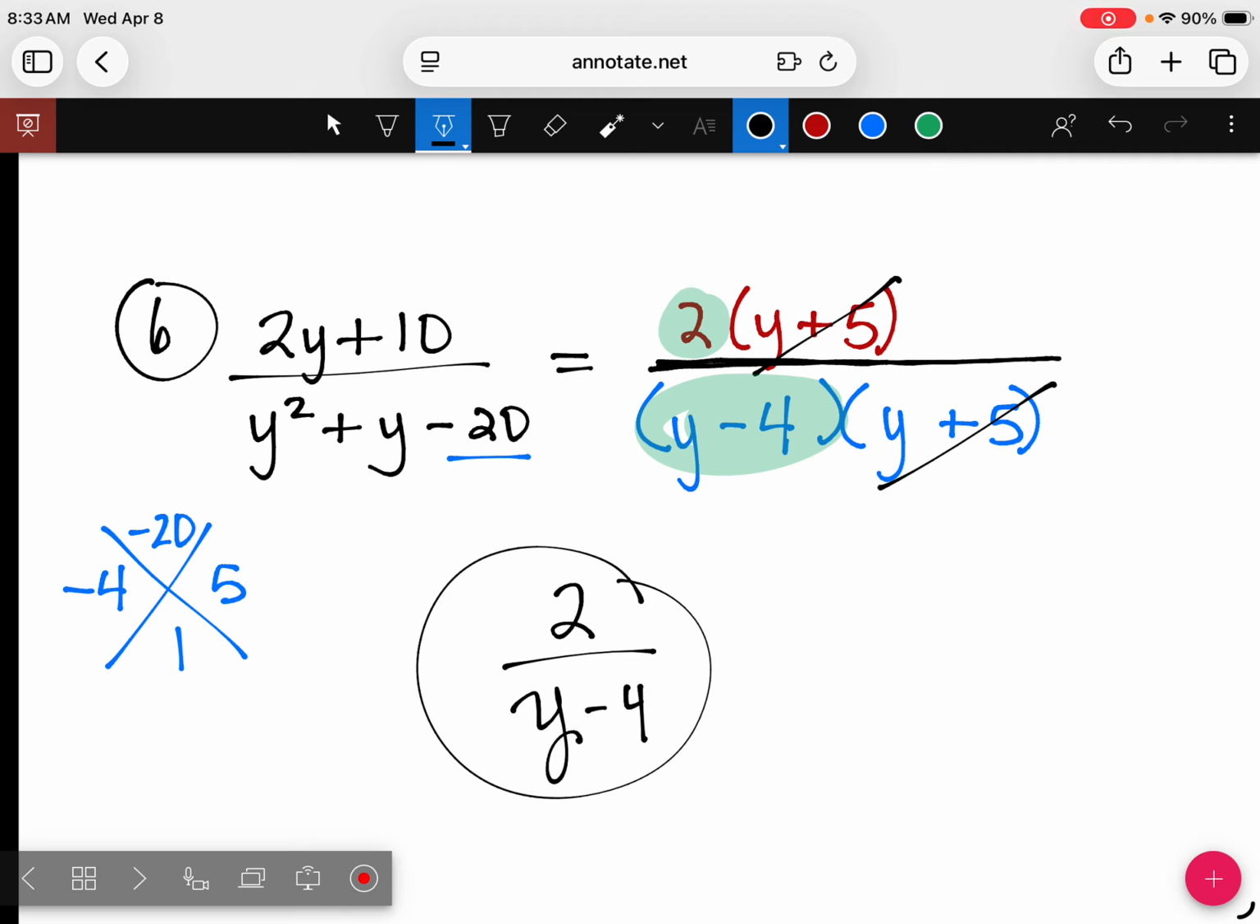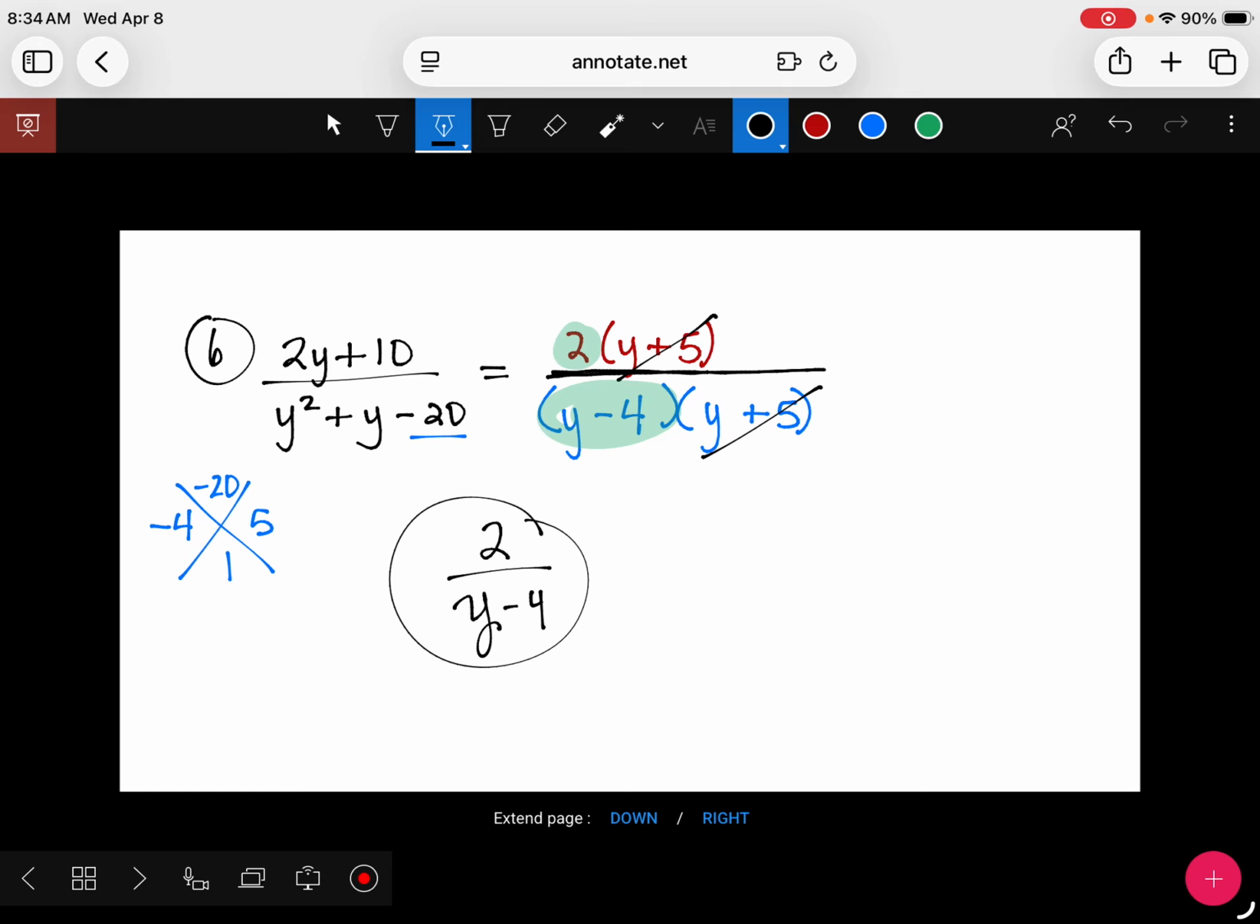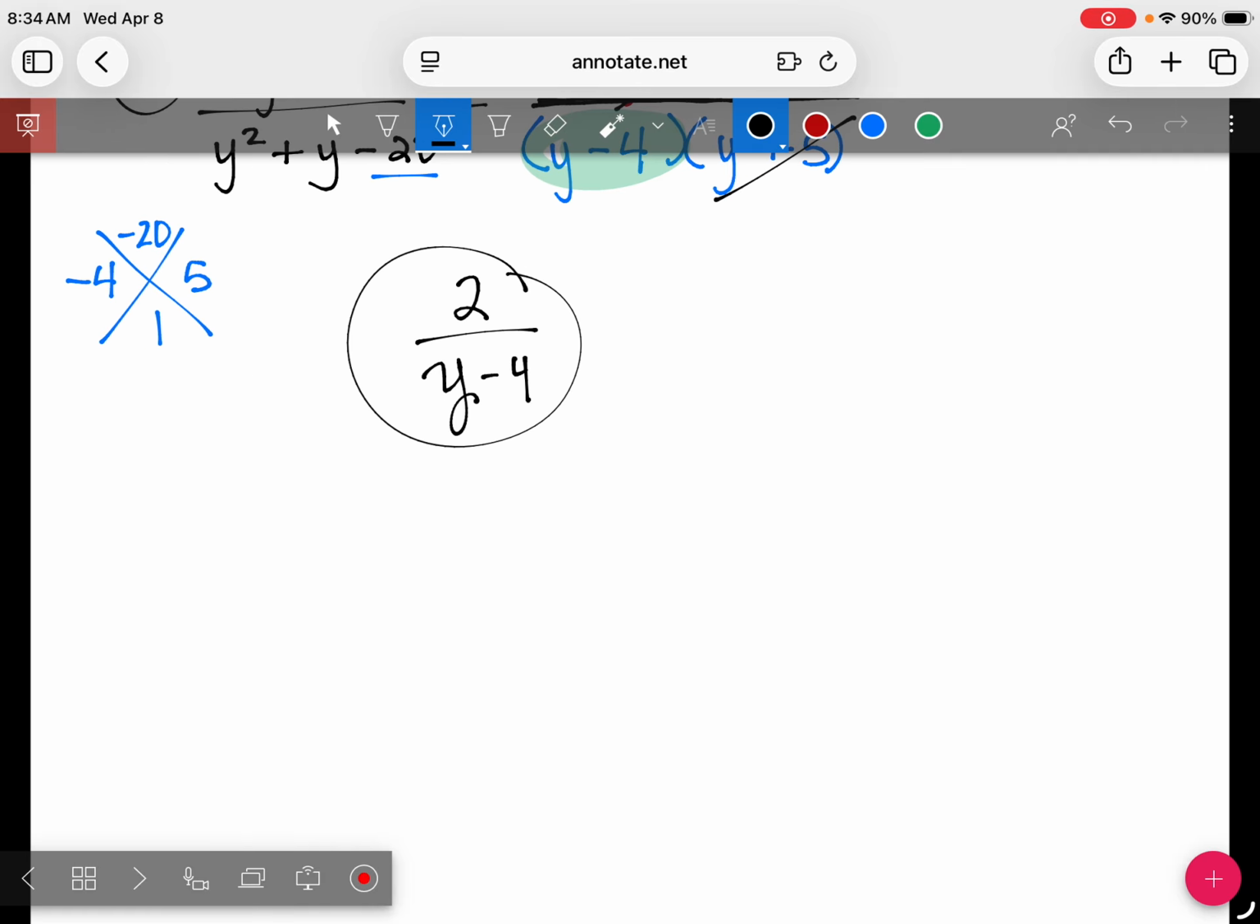All right, let's do one more together, number 7, and then you have the rest. I don't know if I should do 7 or 5. Which one do you want to do together, 7 or 5? Yeah, let's do 7. All right, let's look at 7.